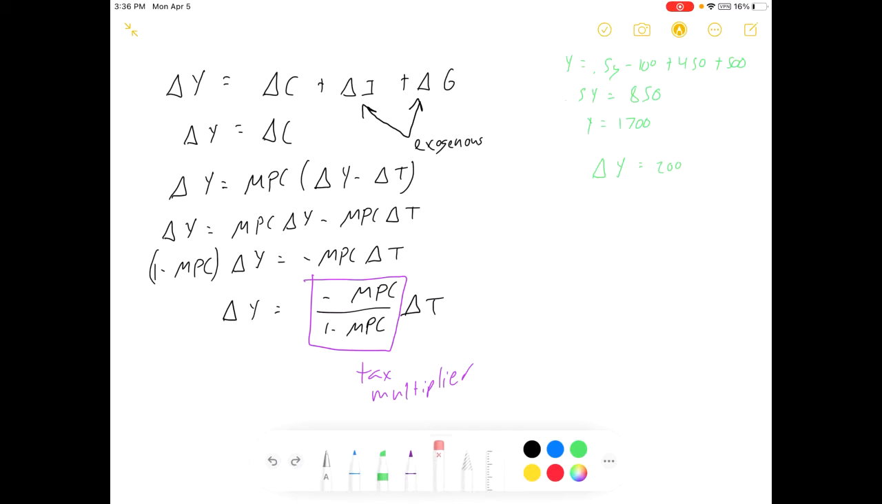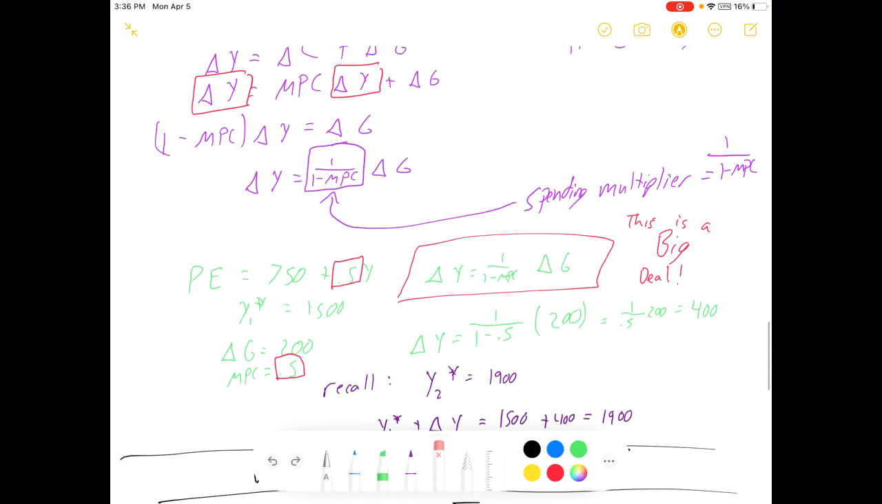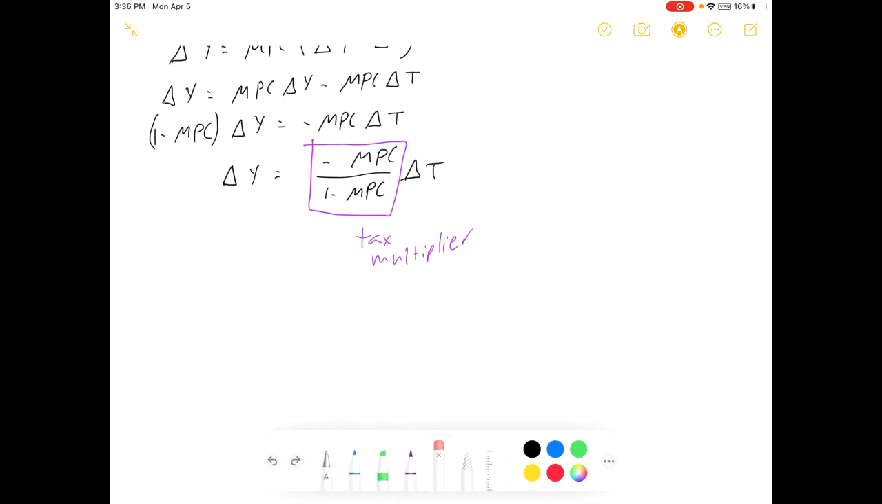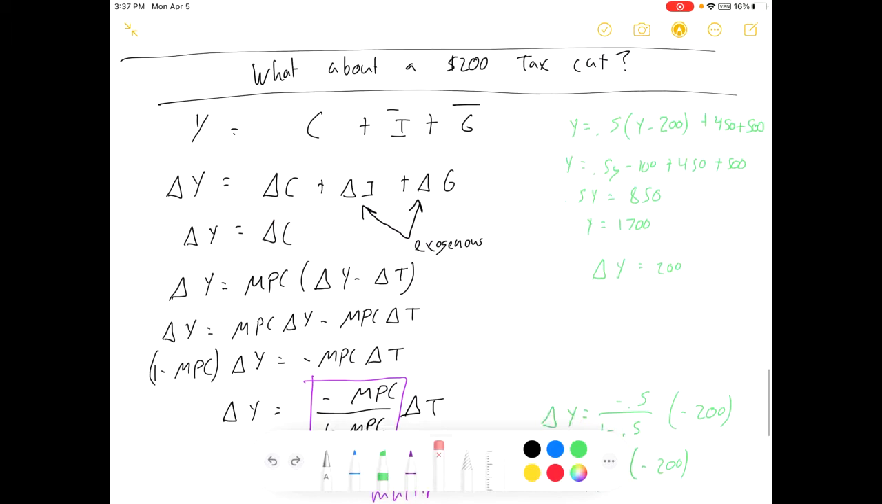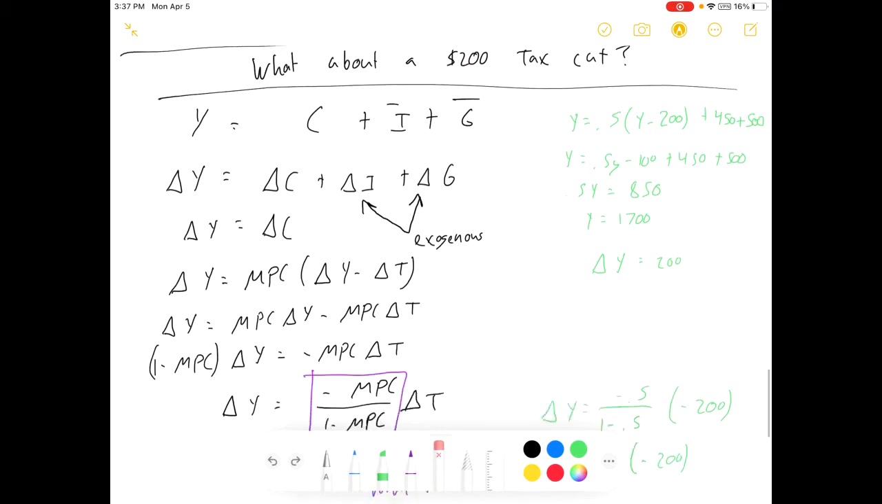So this thing is what we call the tax multiplier. It's different from the spending multiplier. They both have the same denominator because they're doing similar things, but they are different. Change in GDP is equal to minus MPC over 1 minus MPC times the change in tax, which is minus 0.5 over 0.5 times minus 200. That comes out to be positive 200. And sure enough, we had a change of GDP of 200 earlier because it went from 1,500 to 1,700.